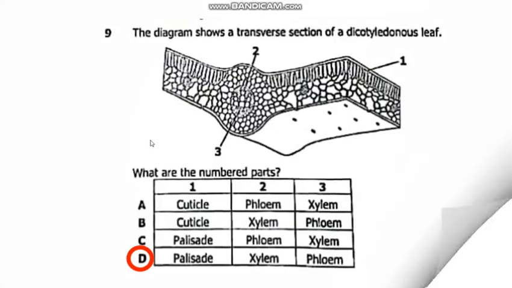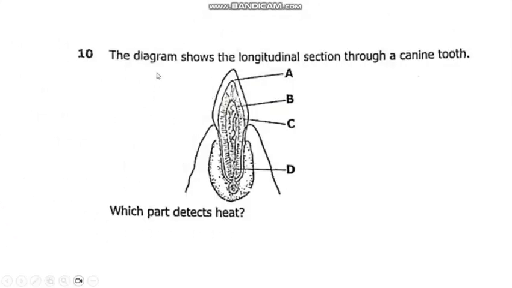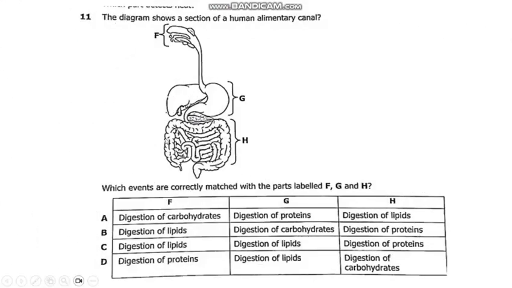So we now come to question 10. The question reads, the diagram shows the longitudinal section through a canine tooth. So this is the diagram showing the longitudinal section through a canine tooth. So which part detects heat? So the part of the tooth that detects heat are the nerves. So this part is the part labeled what? C. Okay. So the nerve endings, these nerve endings, they are able to transmit sensations, including hot and cold, to the tooth. Okay. So we move on now to our question 11.